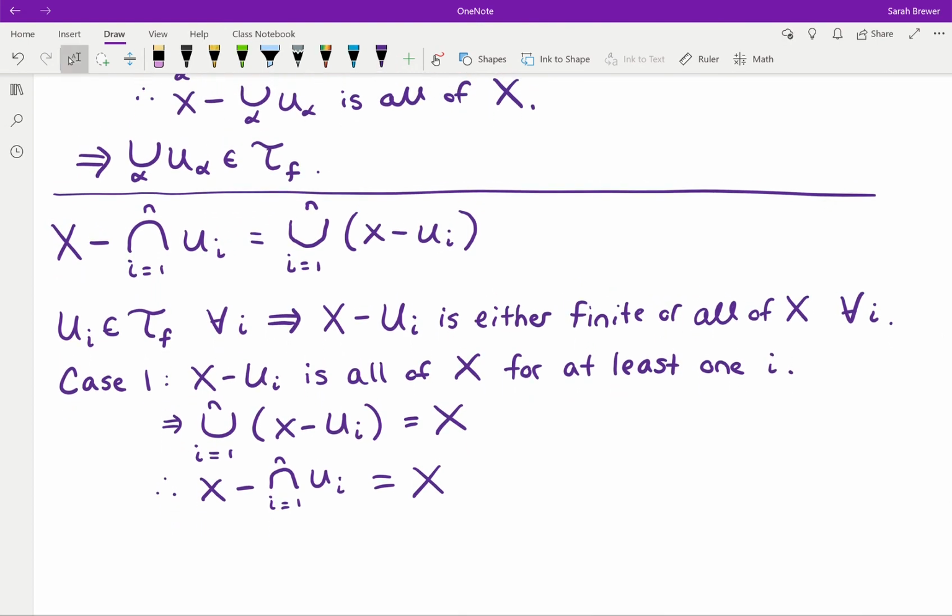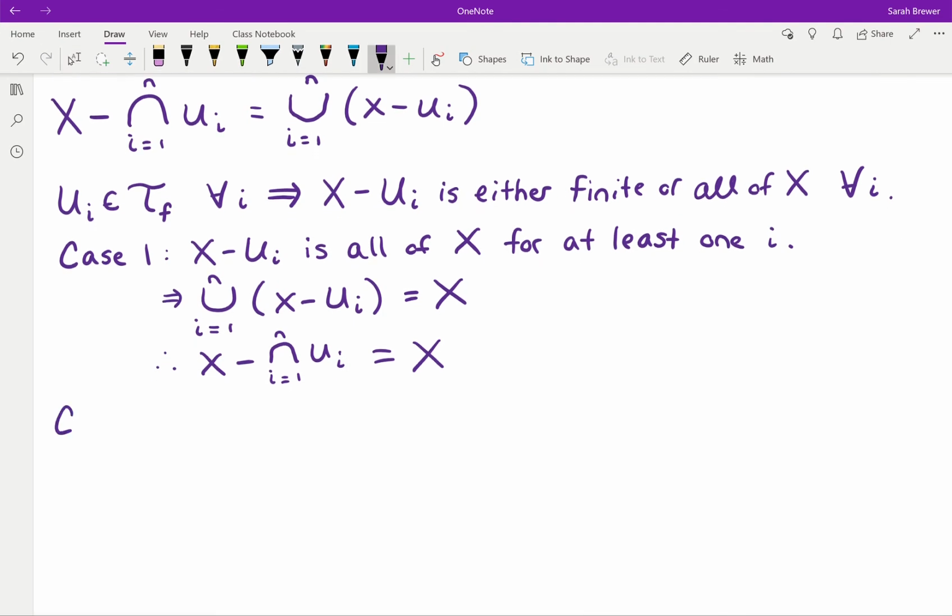Okay, right? So basically the idea there is that if X minus U sub i is all of X, U sub i had to have been the empty set, basically, right? So if one of those U sub i's is the empty set.